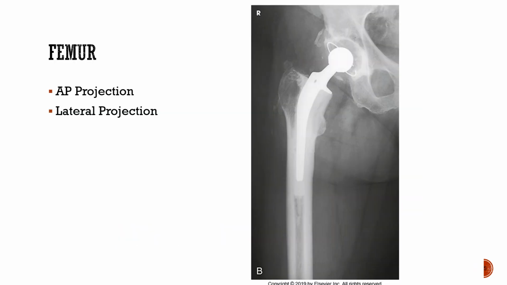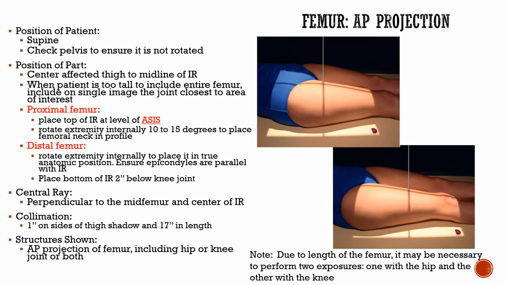On the femur, we're going to perform two projections, the AP and the lateral. On the femur, we have the AP projection, which we're going to perform supine. We want to check the pelvis to make sure it's not rotated by checking the ASIS to tabletop distance bilaterally. We want to make sure that we center the affected thigh to the midline of the image receptor.